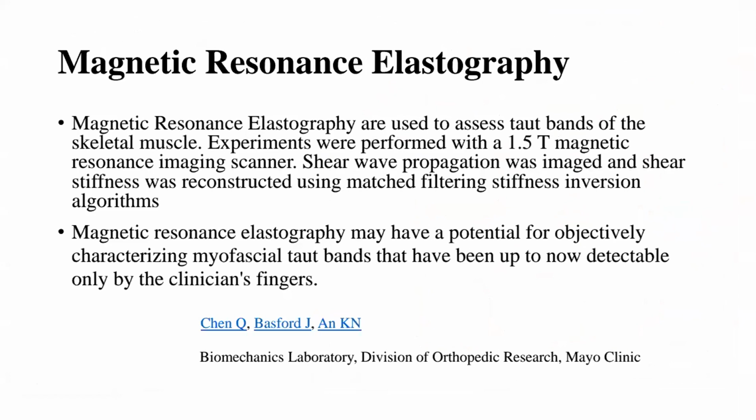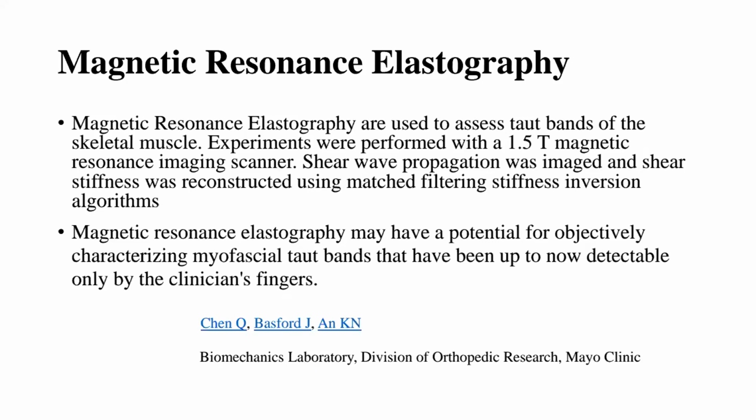So this is magnetic resonance elastography. Magnetic resonance elastography is used to assess the taut bands of the skeletal muscle. An experiment has also been done, performed on a 1.5 T magnetic resonance imaging scanner. The shear wave propagation was imaged, and the shear stiffness was reconstructed using matching.